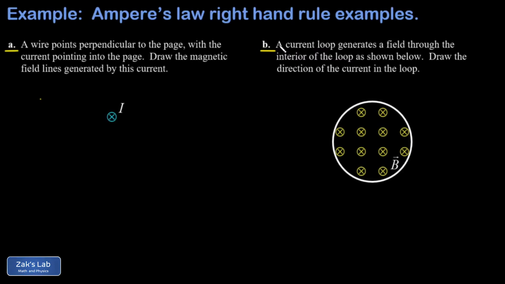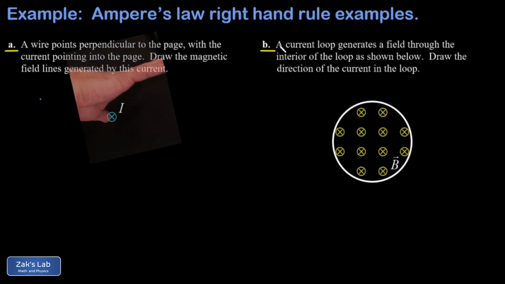So the right-hand rule for this is that you put your thumb in the direction of the current flow, and then the fingers of your right hand wrap around in the direction of the magnetic field that results. So in part A, I just put my thumb in the direction of the current, and this current points into the page. That's what the X means. So it looks something like this.